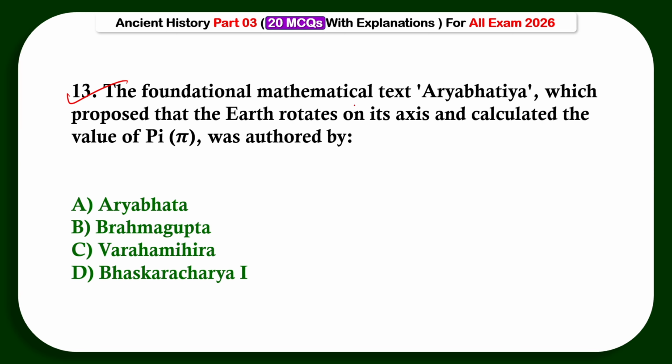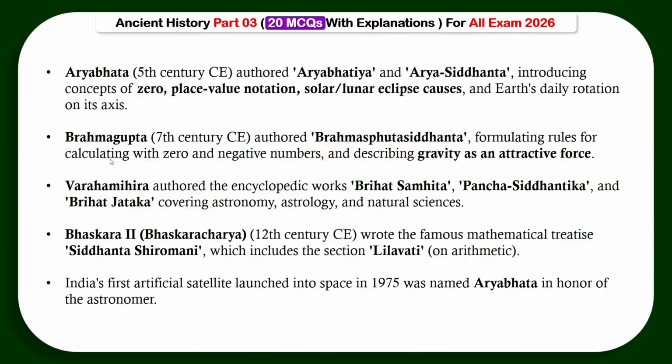Question 13. The foundational mathematical text Aryabhatiya, which proposed that the earth rotates on its axis and calculated the value of pi, was authored by? Option A, Aryabhatta. Aryabhatta in the 5th century CE authored Aryabhatiya and Arya Siddhanta, introducing the concept of zero, place value notation, the causes of solar and lunar eclipses, and Earth's daily rotation on its axis.